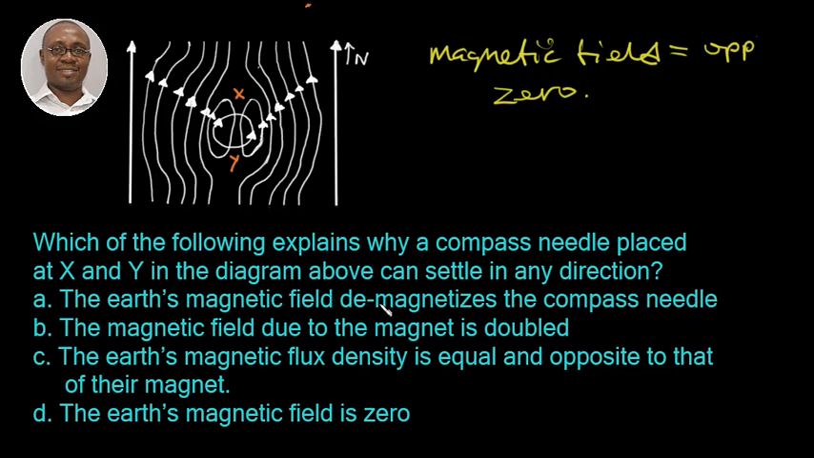The Earth's magnetic field de-magnetizes the compass needle. No. The magnetic field due to the magnet is doubled. No. The Earth's magnetic flux density is equal and opposite to that of the magnet. No. D. The Earth's magnetic field is zero. Yes, this is correct. So the answer option D is the right answer.